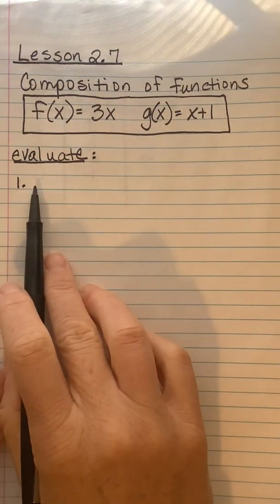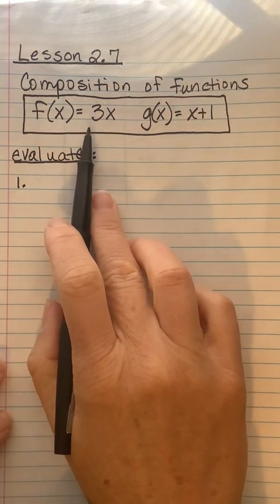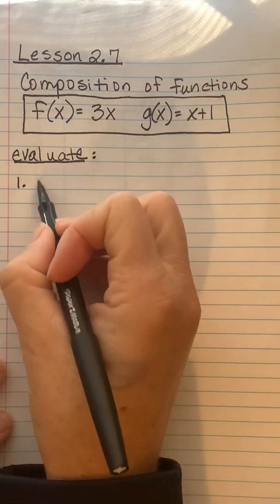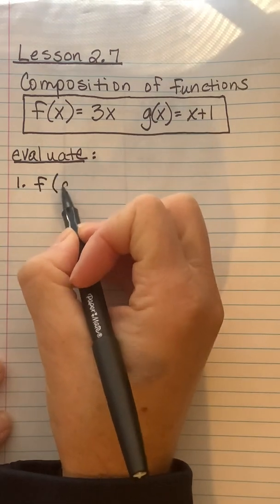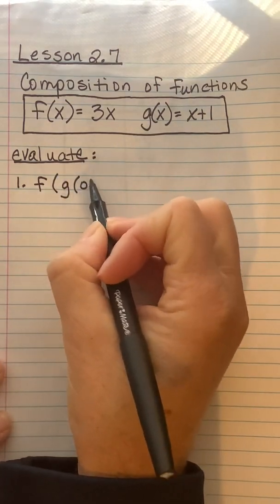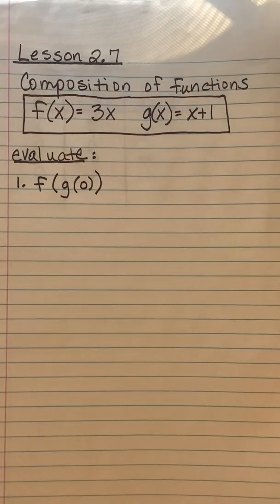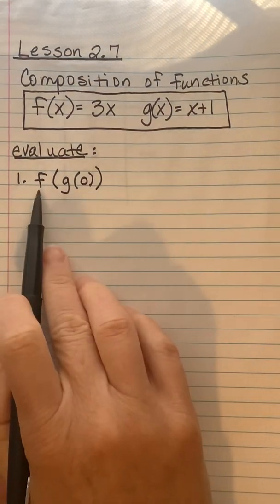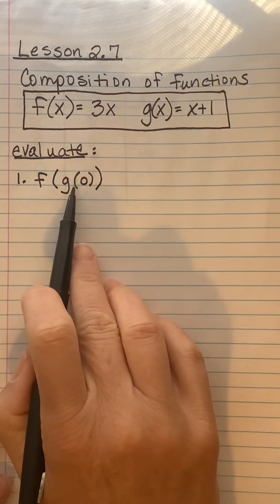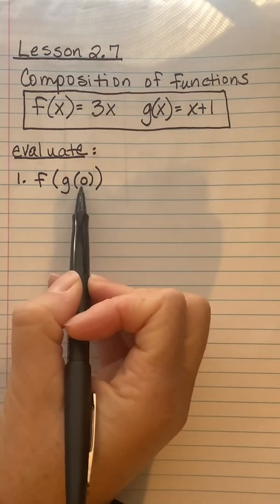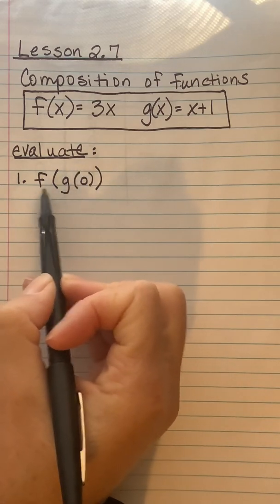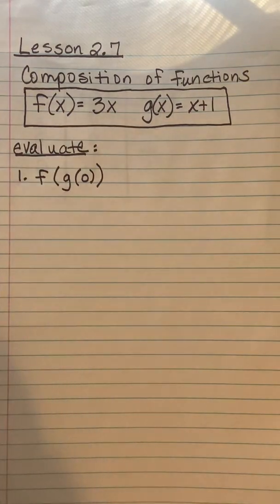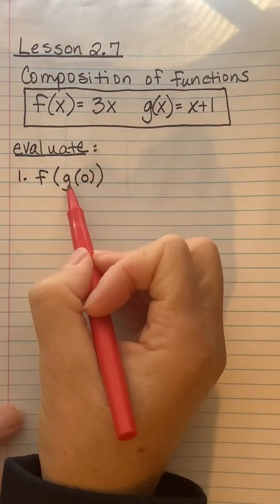Never a bad thing. Okay, so in this case, we're going to use our two given functions, f of x and g of x. And I would like to evaluate f of g of 0. Okay, so let's make a little bit of sense of this. So f of g of 0, this means we have a function within a function. So I've got g of 0 inside the f function, which is a little bit crazy, but in terms of evaluating, it's not a difficult situation.